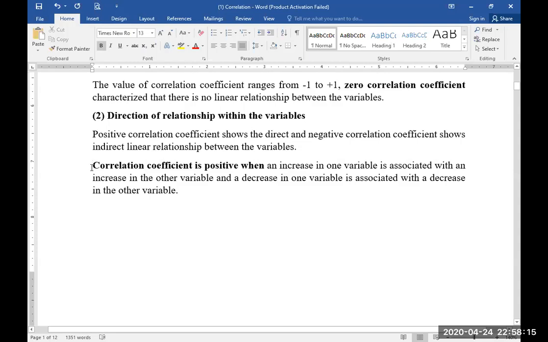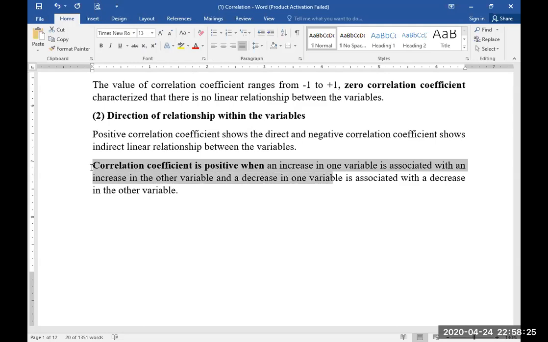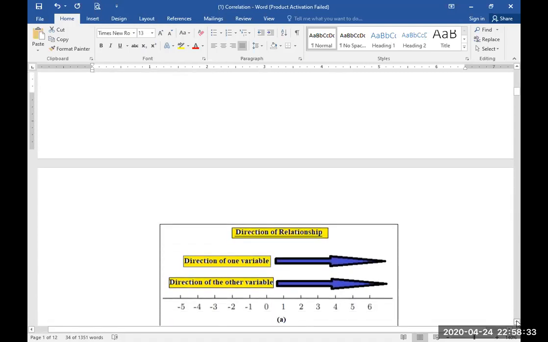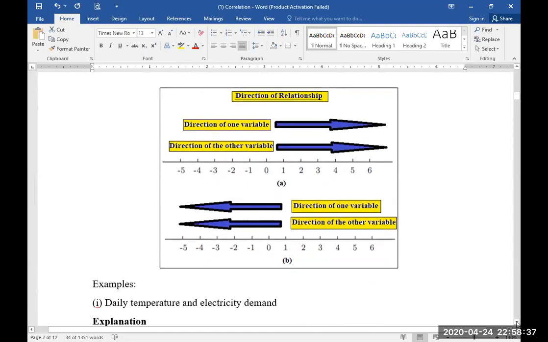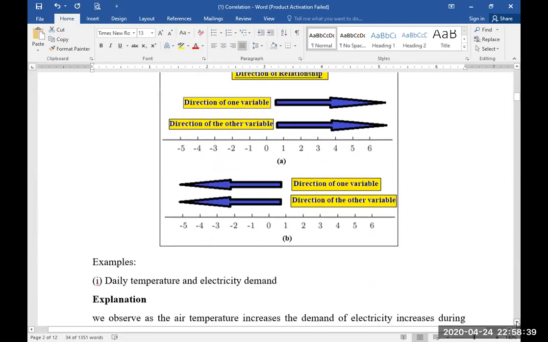I'm reading again. The correlation coefficient is positive when an increase in one variable is associated with an increase in the other variable, and a decrease in one variable is associated with a decrease in the other variable. So the direction of both variables is the same. For this reason, the correlation coefficient between the variables remains positive.